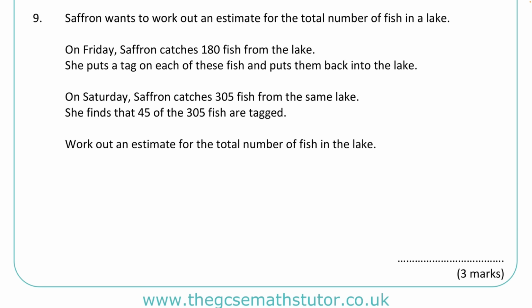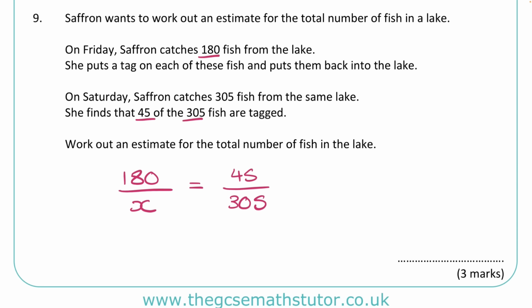So this is capture-recapture. Here we have a sample that we have caught, 45 out of 305, and here we have the first sample, which was 180, but we don't know the total. So in the first capture, it was 180 out of, and we need an unknown, so use the letter X. In the second capture, the tagged ones, we have 45 out of 305. Now what we're going to do is assume that these are equivalent and use that to help us figure out what that value of X is.